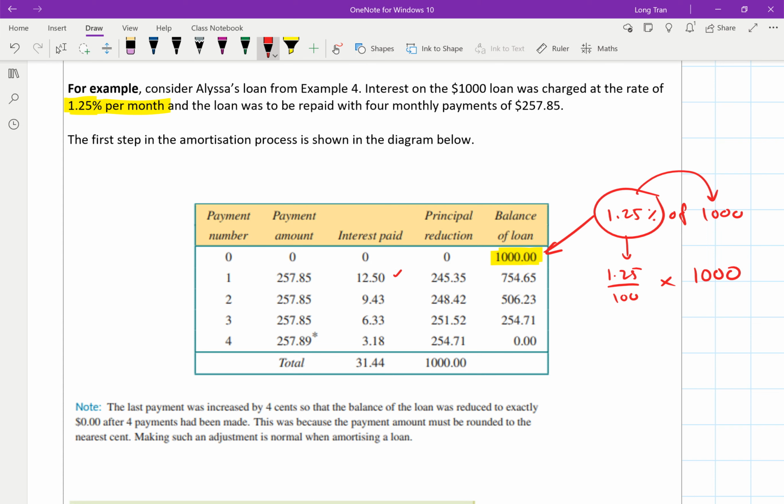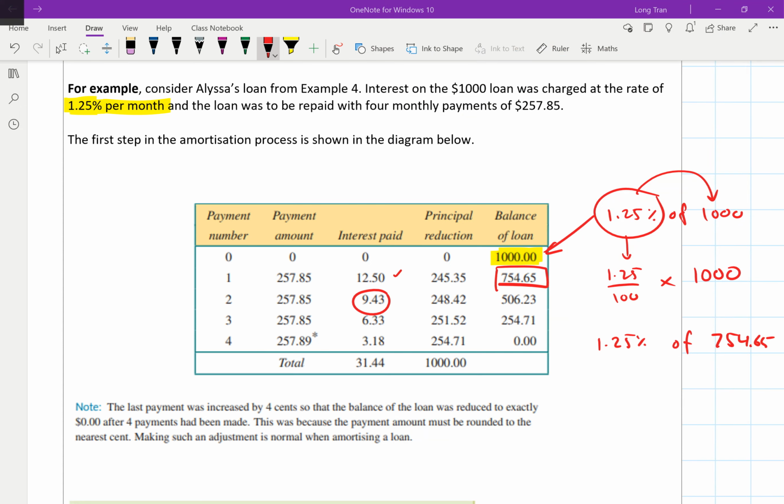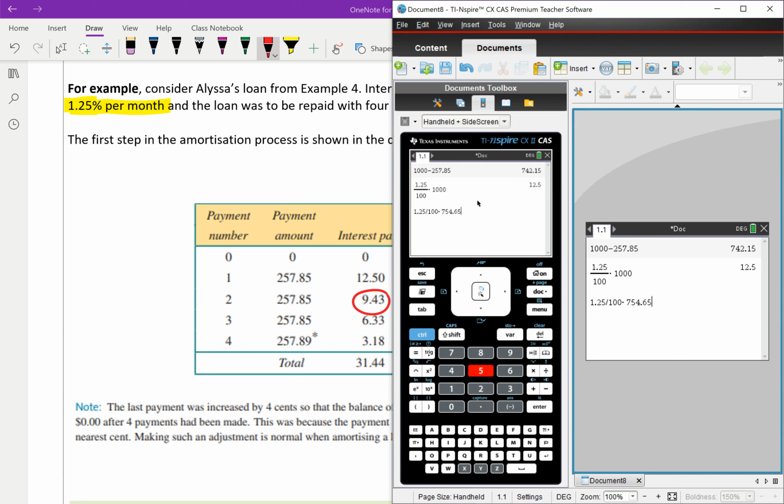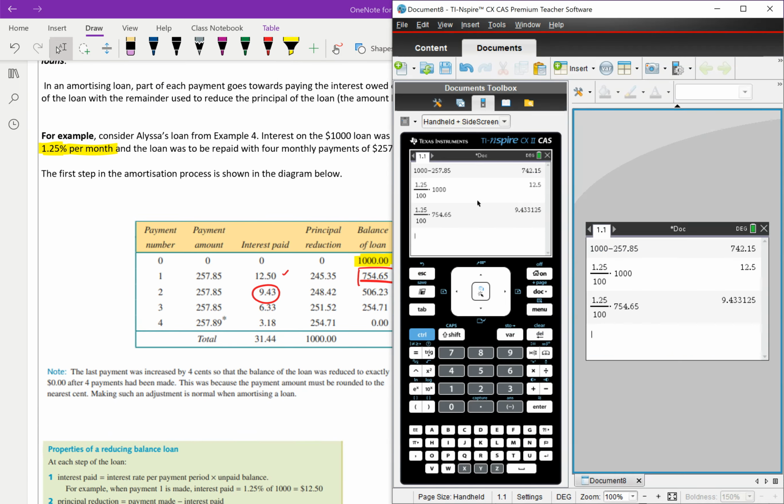So how do they get $9.43? That comes from the same thing again. You're doing now 1.25% of the remaining balance, which is here. That's how much you're still owing them with the interest from last time. So now, if I follow that, I'm going to do 1.25 divided by 100 times, and what was the amount that I owe? $754.65. That's where the $9.43 comes from. See that? This table here is just replicating what you're doing there. So $9.43 was taking 1.25% of that.